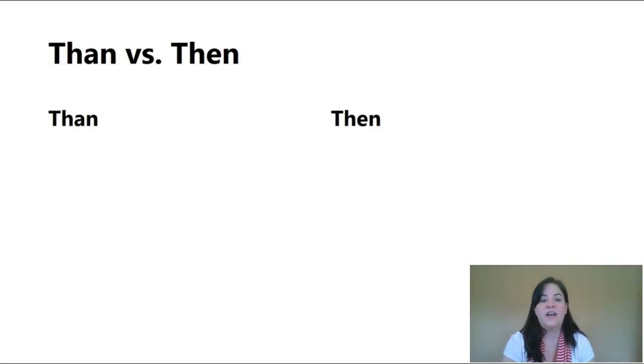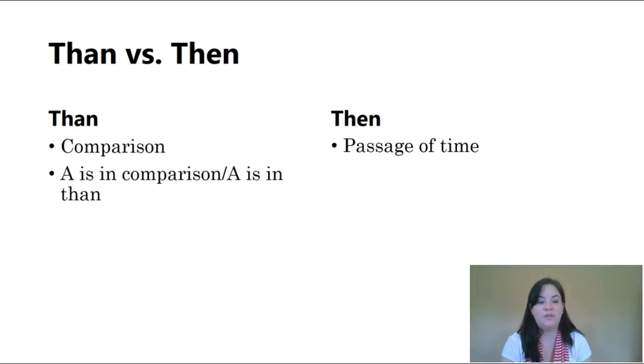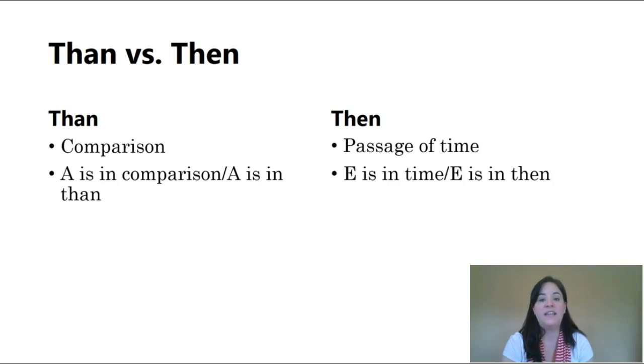Another common example of a homophone is than versus then. Than is a comparison. Then is a passage of time. You can remember this by thinking that A is in the word comparison and A is in the word than. And because then is a passage of time, you can remember that E is in time and E is in then.